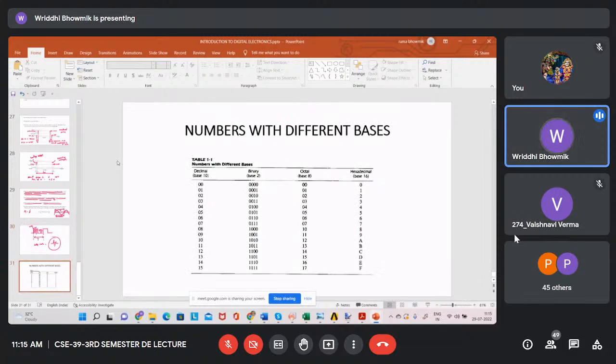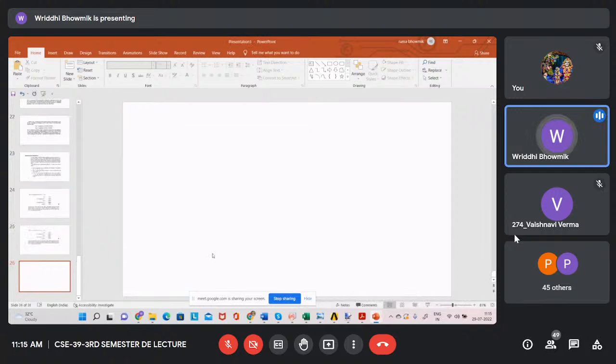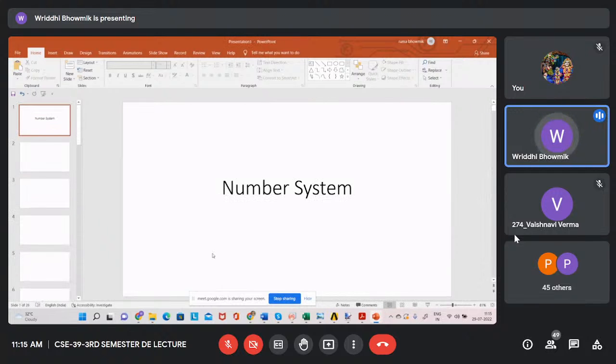Now we are going to discuss the numbers with different bases. So we know we have the decimal number, which has a base 10, then binary number, then octal number, and then hexadecimal number. So we will discuss the number system today, complements and all those things. So right now we will discuss the decimal number.